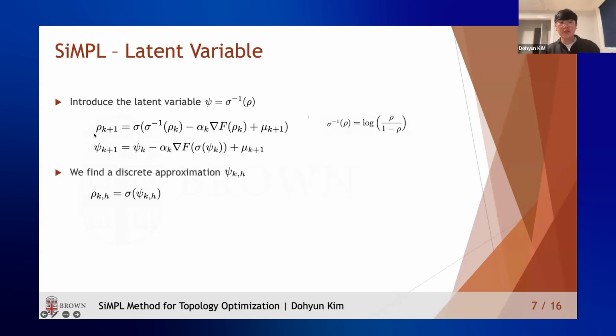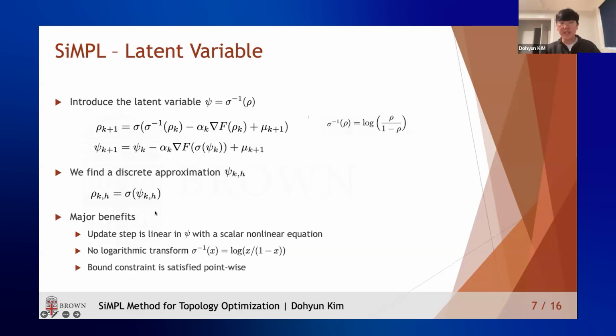Instead of finding an approximation of our density, we find an approximation of the latent variable. Then we can realize our density as the sigmoid of the latent variable. The major benefit is that instead of a nonlinear update rule, in the latent space we have a linear update rule plus one scalar nonlinear equation here. We no longer have to take a logarithmic transformation of values near 0 or 1, and the bound constraint is satisfied pointwise because of this sigmoid function.